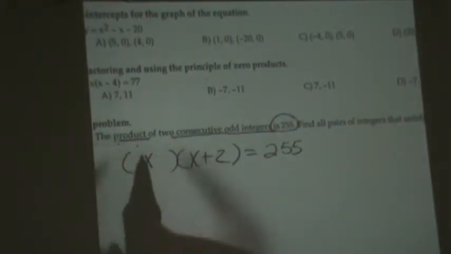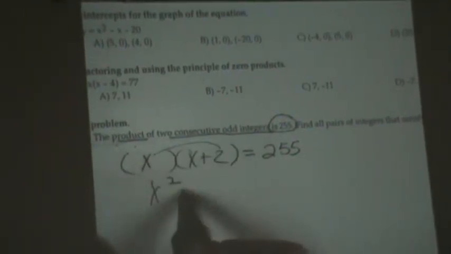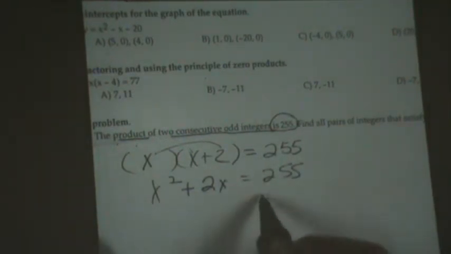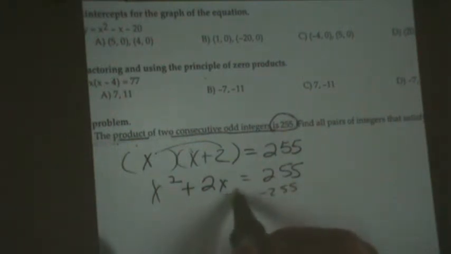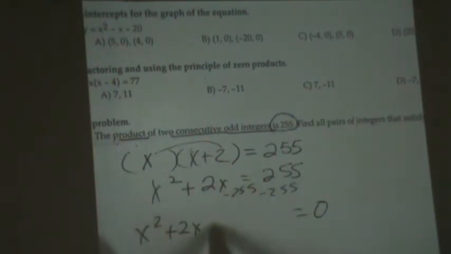So multiply this out. x squared plus 2x equals 255. Now we need to subtract 255 because we want it to be 0. x squared plus 2x minus 255 equals 0.